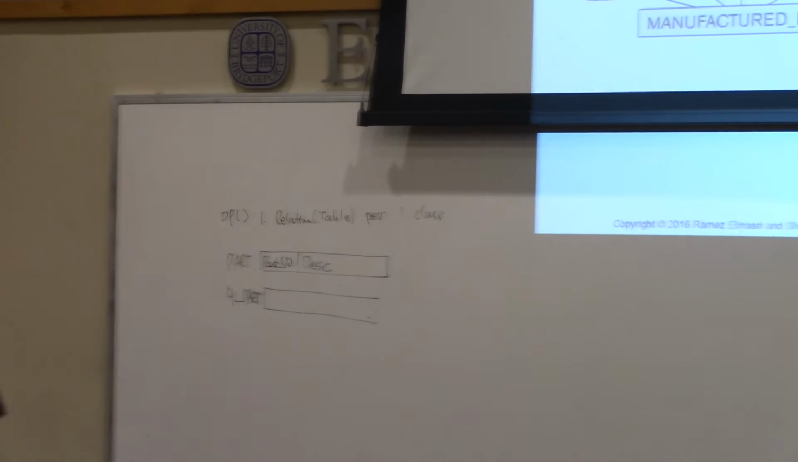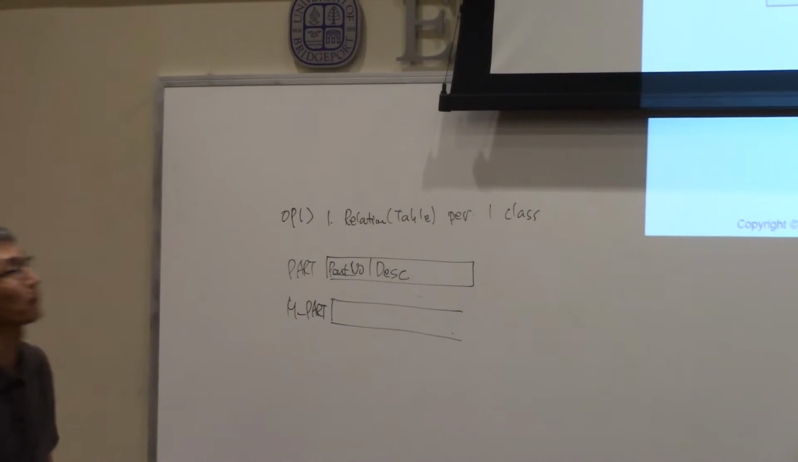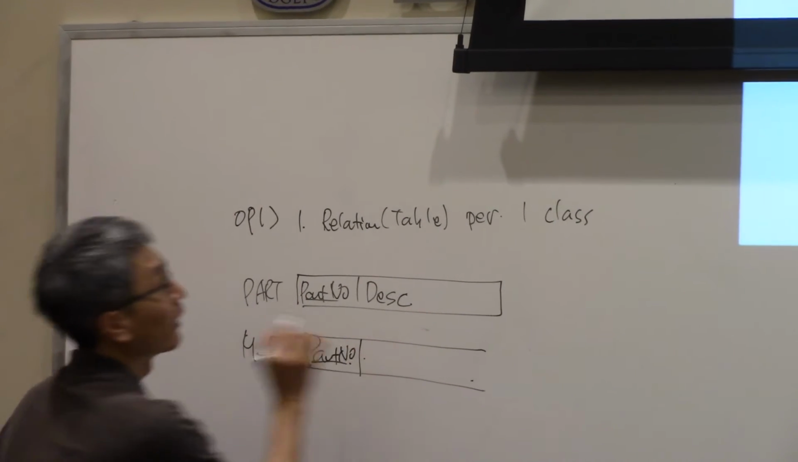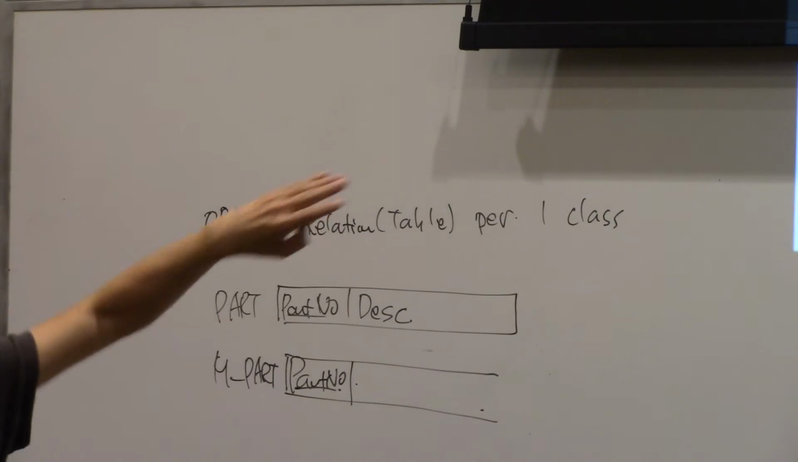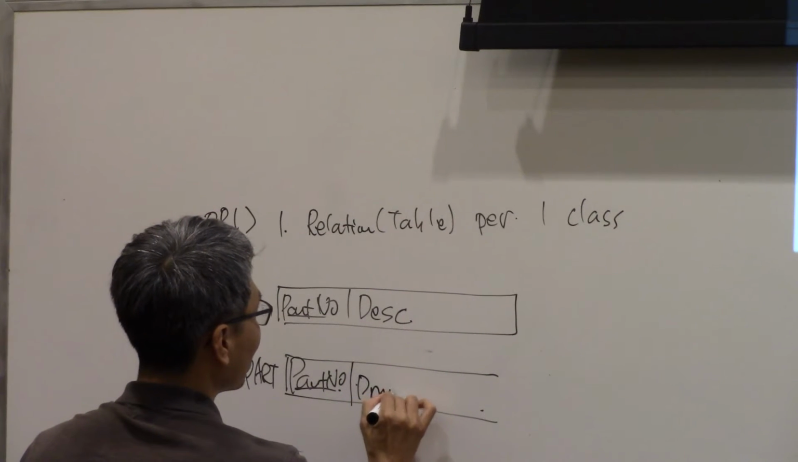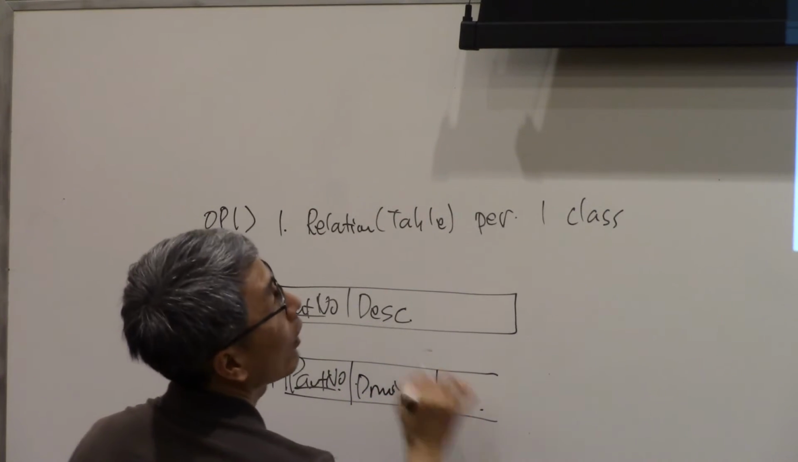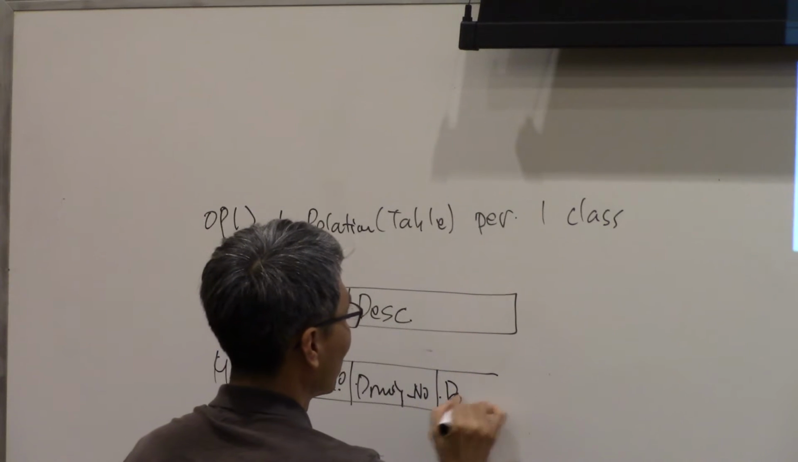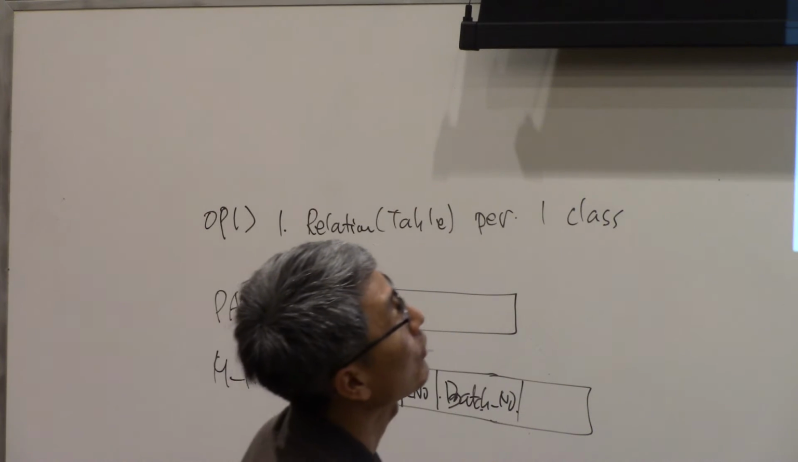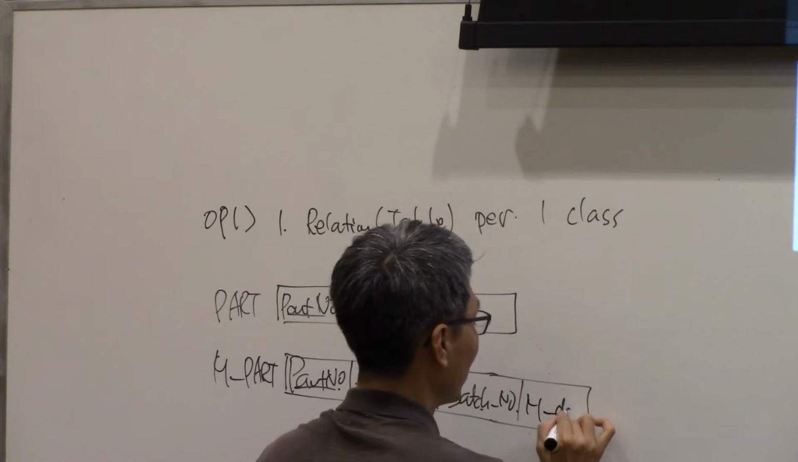Part number. It's a part number, inherited from the superclass. So we have the part number, then all the attributes that belong to that subclass. That is the drawing number, plus the batch number, plus the last one, the manufacturer date, M date.